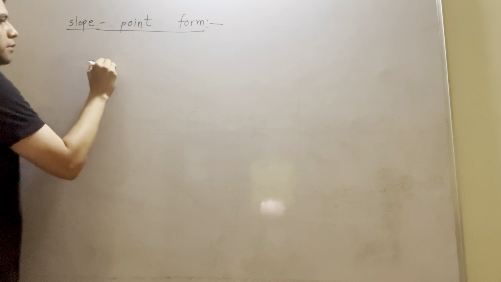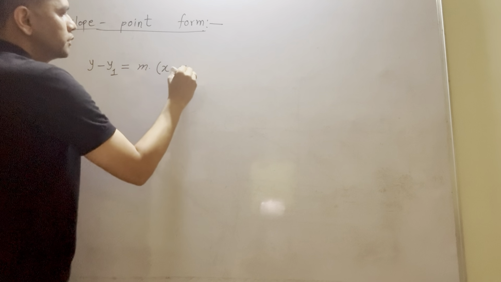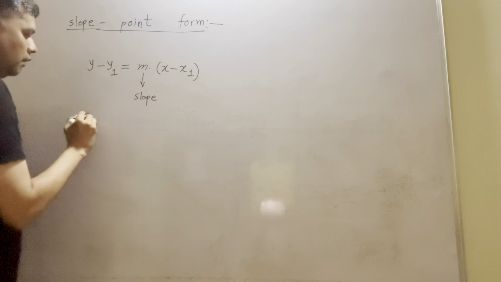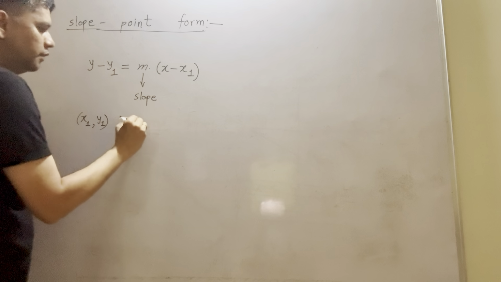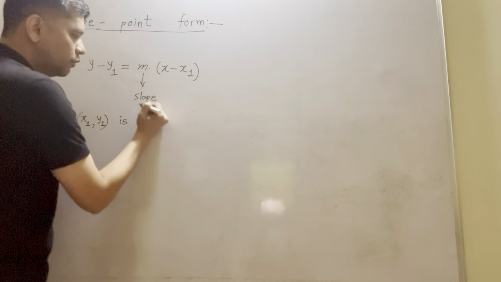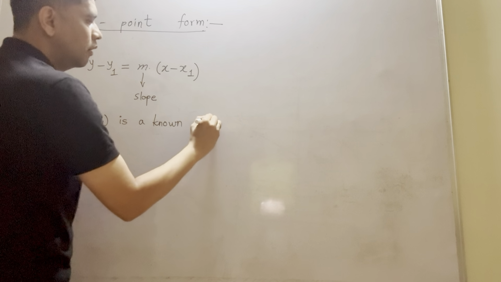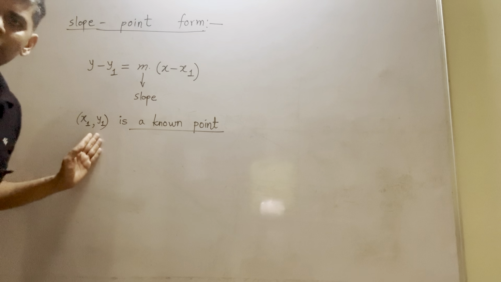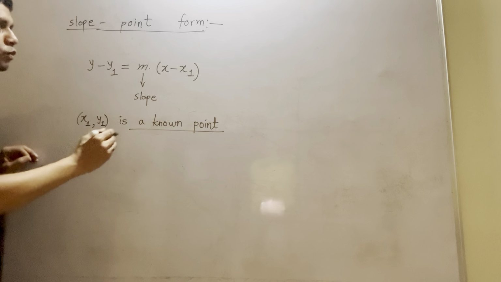So in case of a slope point form, they write it as y minus y1 is equal to m into x minus x1. So where, what is m again? m is the slope. And what is x1, y1? x1, y1 is a known point on this line. Okay, so you can also say x1, y1 is a point through which the line is passing.